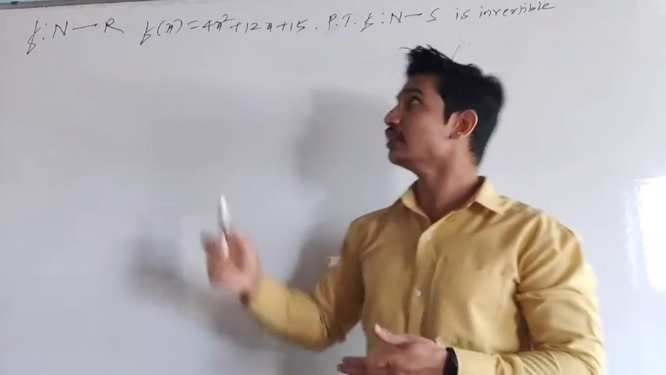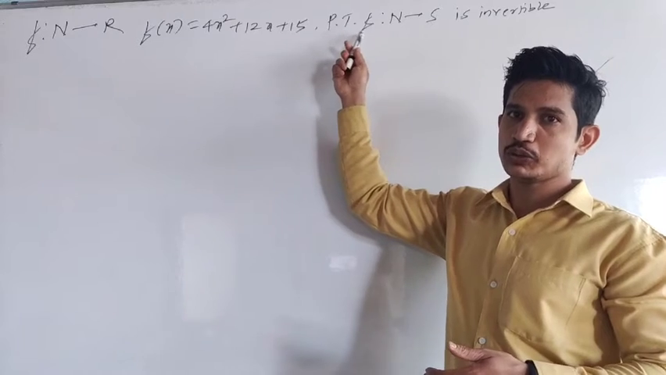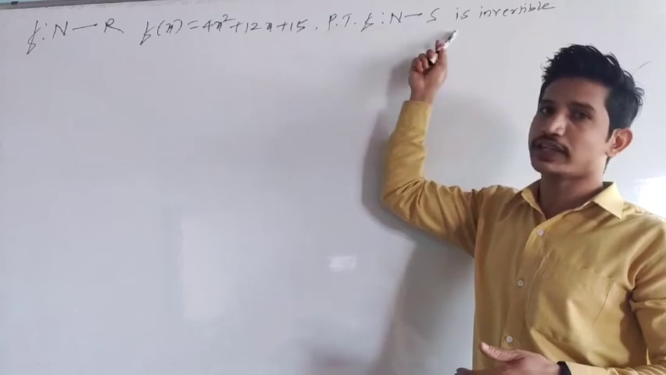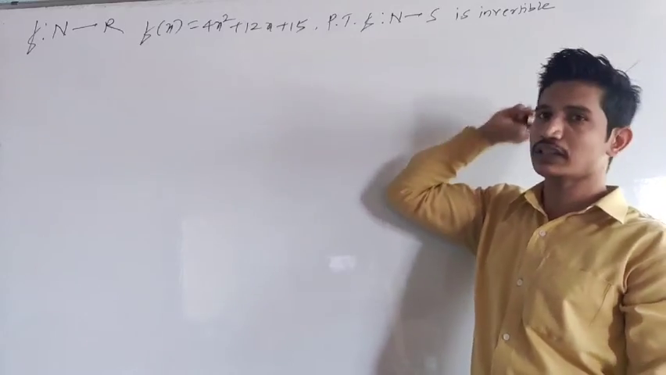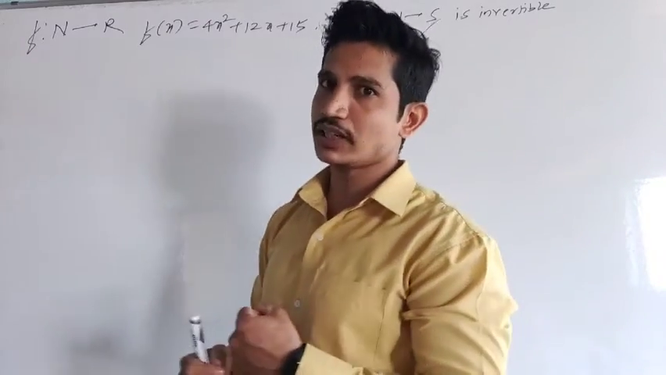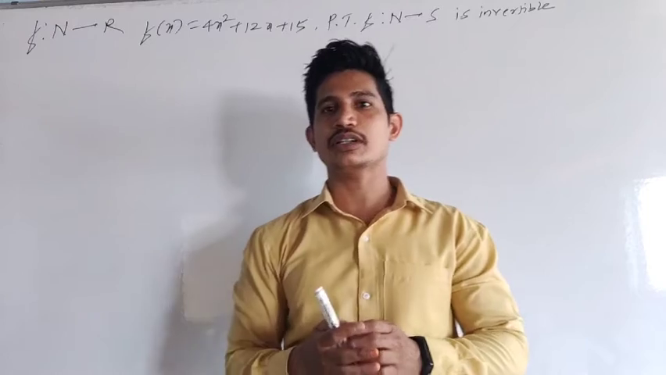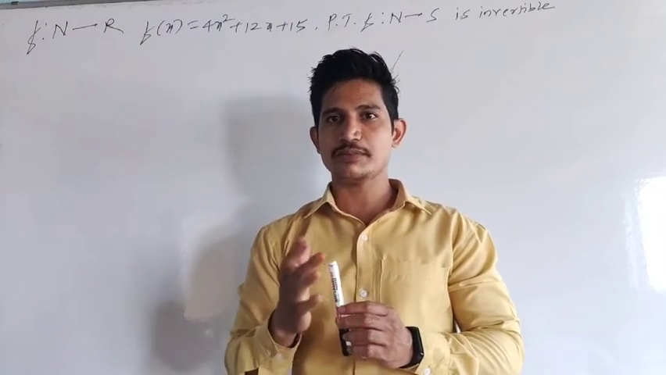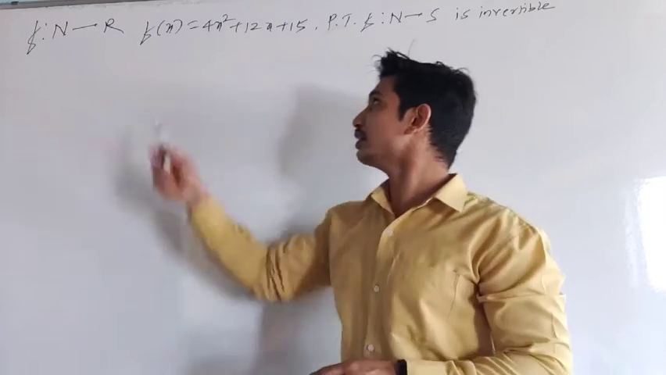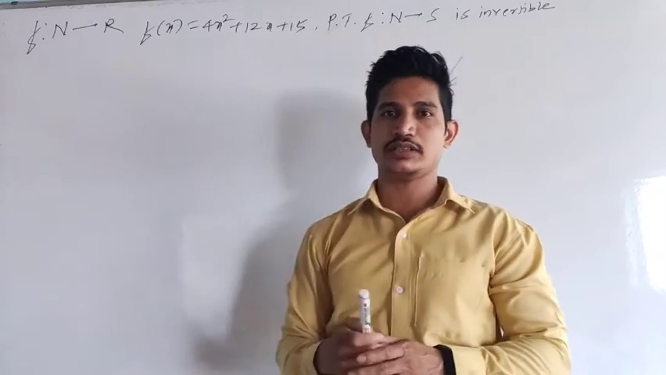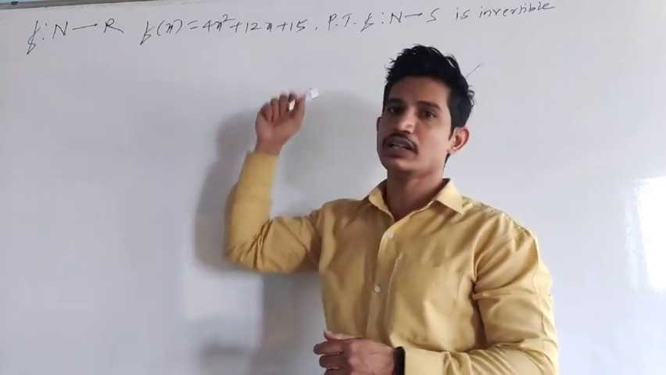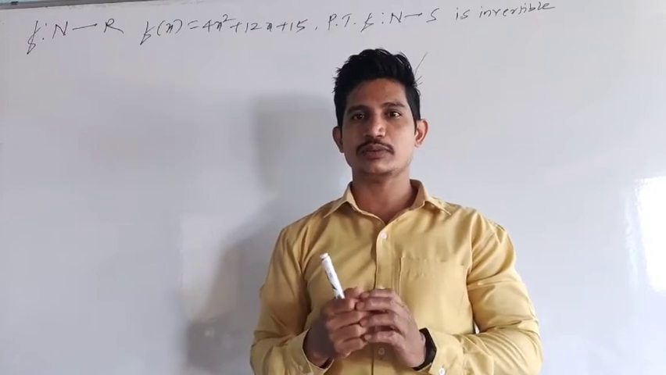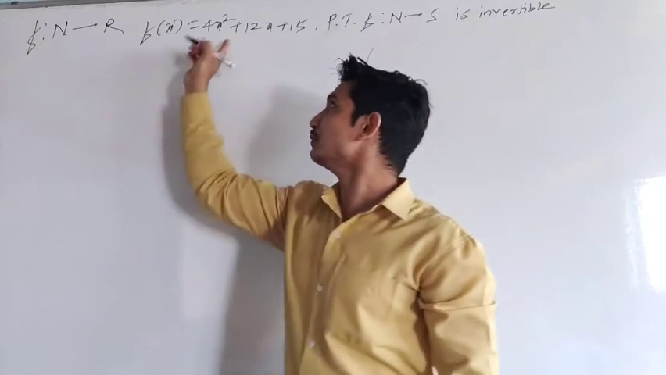Then what are they asking here? Prove that or show that f from N to S is invertible. In the previous class also we have proved that functions are invertible. The same method we are applying, but here a quadratic equation is given, in trinomial form. How do we prove that the function is invertible? Let's see.